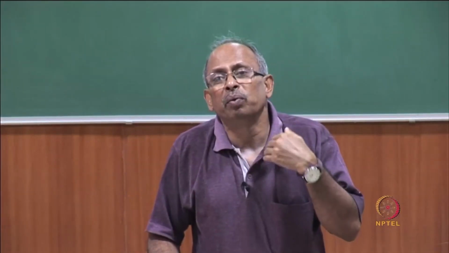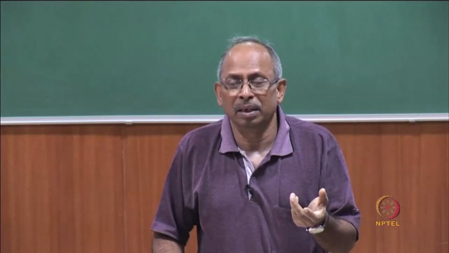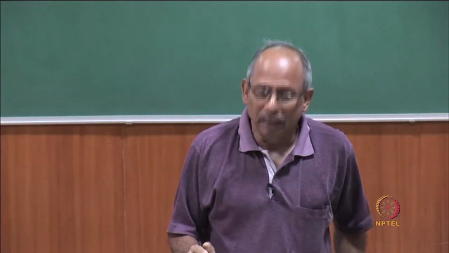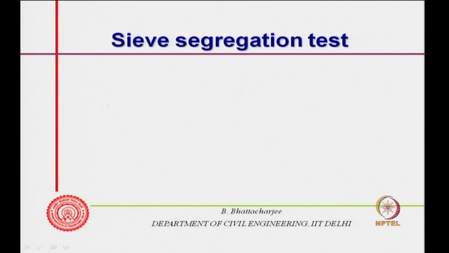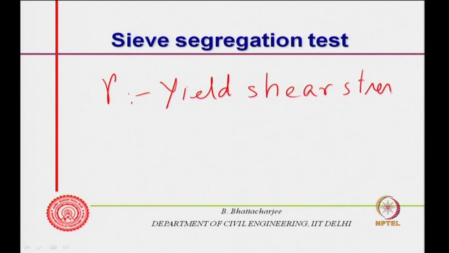If one wants to look from fundamentals like Bingham's model, then this should have been the yield shear stress, gamma, and the viscosity, you call it nu or mu or whatever it is, you call it mu.